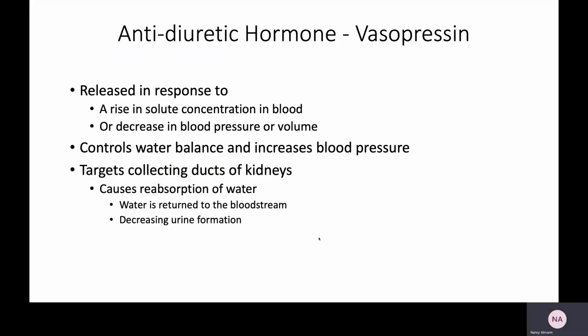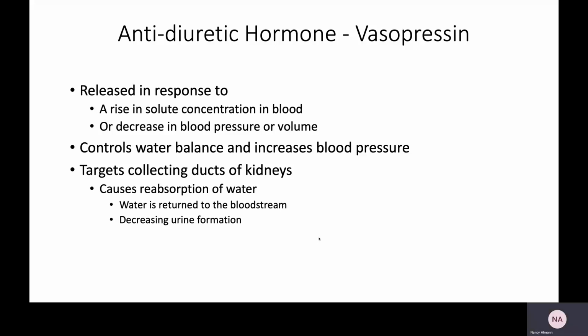One of the hormones that is produced in the hypothalamus that is stored by the posterior pituitary is ADH, anti-diuretic hormone. It is going to be released when triggered to do so in response to either a rise in the concentration of solutes in the blood or a decrease in blood pressure or volume. Its job is so that you retain water. It's going to control water balance and increase blood pressure because of it. If you are retaining water, you will increase your blood pressure.